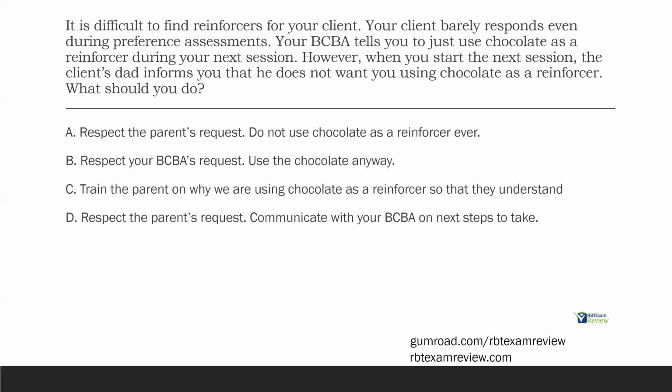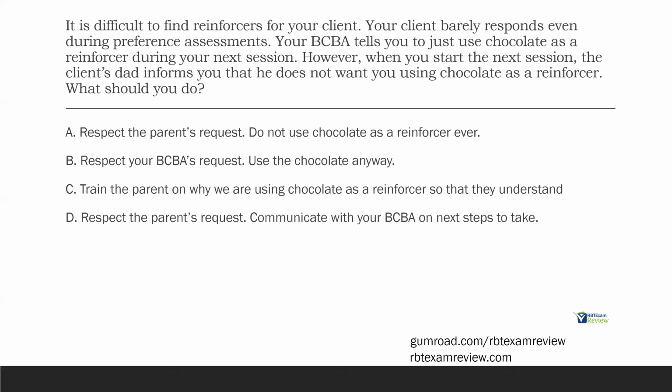What do? A, respect the parent's request. Do not use chocolate as a reinforcer ever. Okay, so A, yes, you want to respect the parent's request, right? But do not use chocolate as a reinforcer ever is a very strong answer, okay? So can we find a better answer here, right? If there are no better answers, then A might be acceptable. But never using chocolate ever, especially not having talked to your BCBA yet, okay, is very strong. So let's look at our other answer choices first.